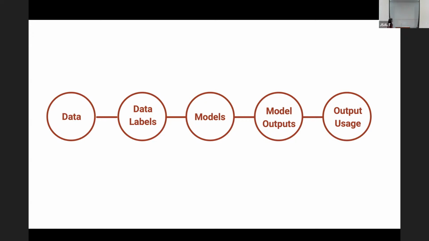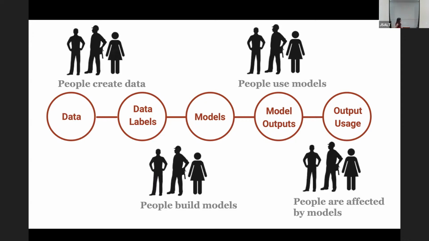And when we look at this pipeline, it's not always obvious, but it should be obvious that there are people at all parts of this pipeline, right? When we're taking data, someone made that data. Someone actually built that model. People get affected by that model, and that may or may not be the same people who are actually using the model.